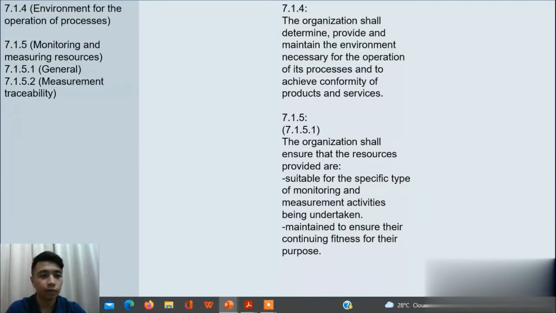Next, 7.1.5 is about the monitoring and measuring resources. The organization shall ensure that the resources provided are suitable for the specific type of monitoring and measurement activities being undertaken, and then maintained to ensure their continuing fitness for their purpose.